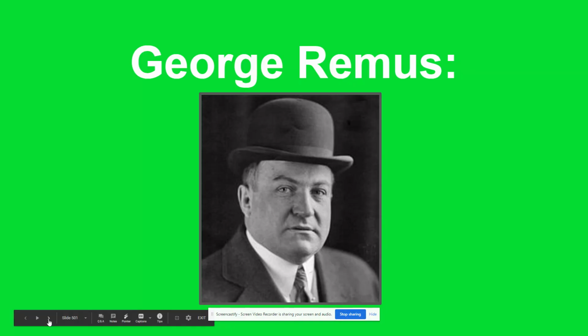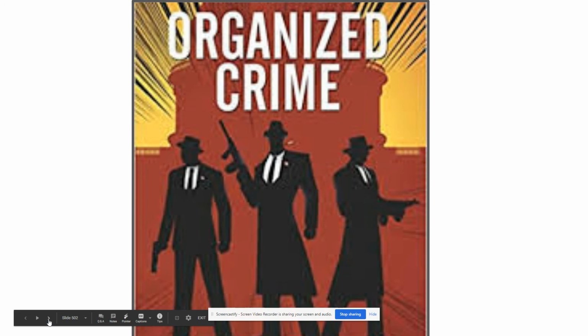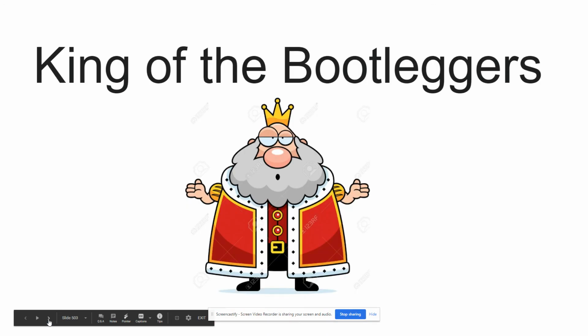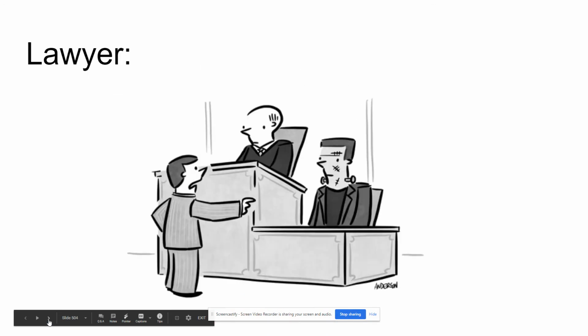But there are other reasons. Number two, it wasn't just Al Capone. The best bootlegger ever, a guy that gets a lot less attention than Al Capone, was a guy named George Remus. He was the head of an organized crime group. Now, he was considered the king of the bootleggers. Nobody made more money than him.